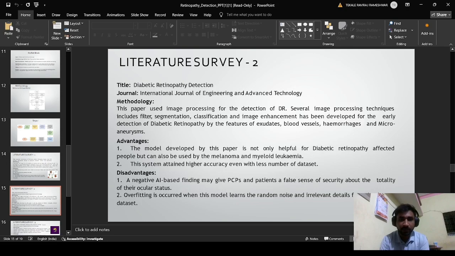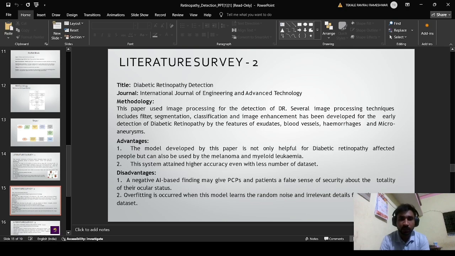The second paper is diabetic retinopathy detection. This paper uses image processing for detection of DR. Several image processing techniques, including filtering, segmentation, classification, and image enhancement, have been developed for early detection of diabetic retinopathy by extracting features such as blood vessels, hemorrhages, and microaneurysms. The advantage of this paper is that the model is helpful not only for people affected by diabetic retinopathy, but also for use with myeloma and amyloid leukemia. The system attains higher accuracy even with a smaller dataset.